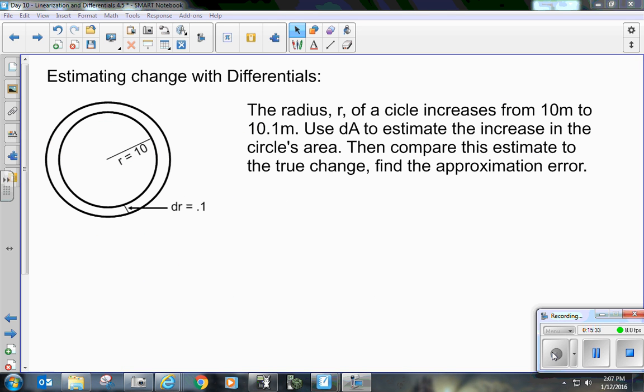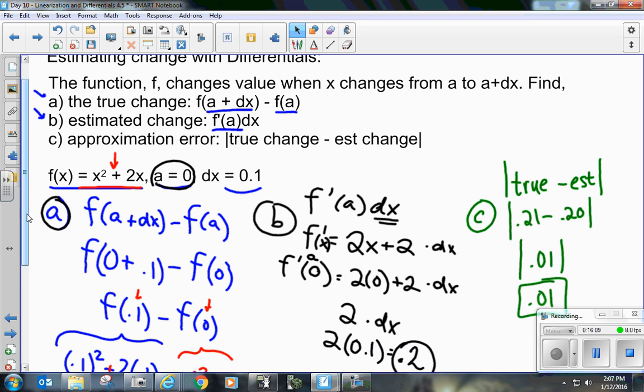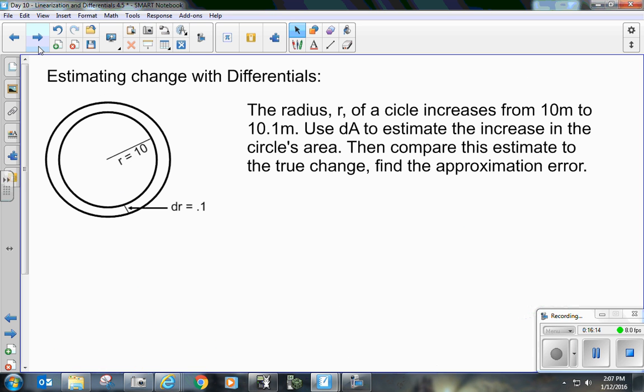So let's take what we just did and apply it to some situations here. The radius of a circle increases from 10 meters to 10.1 meters, okay? Use dA to estimate the increase in the circle's area. Then compare this estimate, dA, the derivative of the area, to the true change and find the approximation error, okay? So we are going to use it to estimate the increase. So when I estimate things, it says f prime times dx. That's what we're using here.